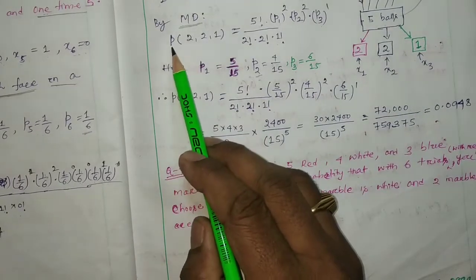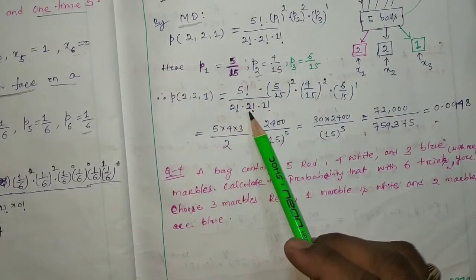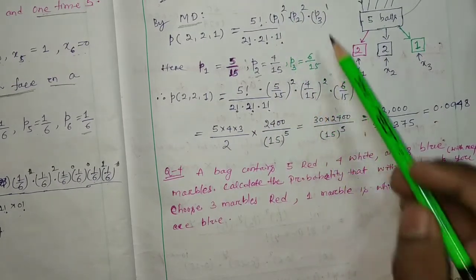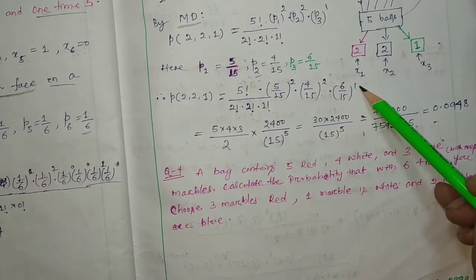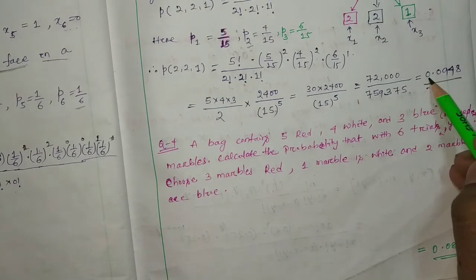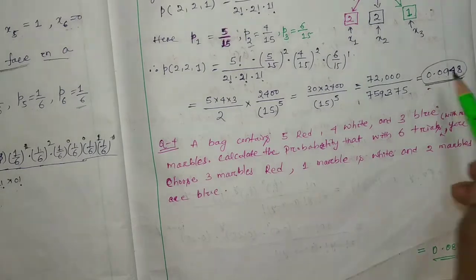Now P(2,2,1) will be 5 factorial by 2 factorial into 2 factorial into 1 factorial, times P1, 5 by 15 to the power 2, P2, 4 by 15 to the power 2, P3, 6 by 15 to the power 1. If you solve this, you are going to get 0.0948 as the probability for this question.